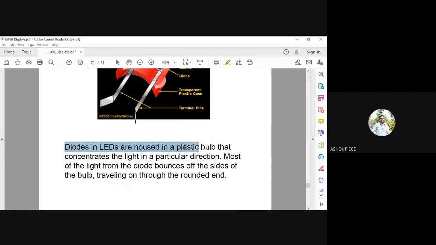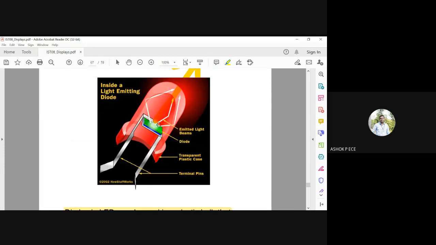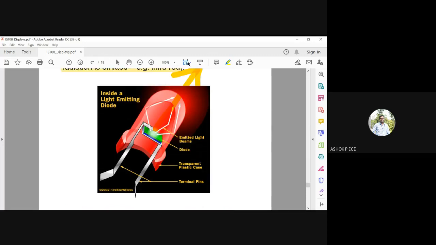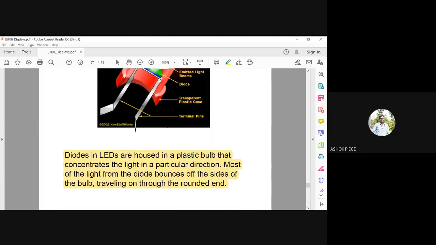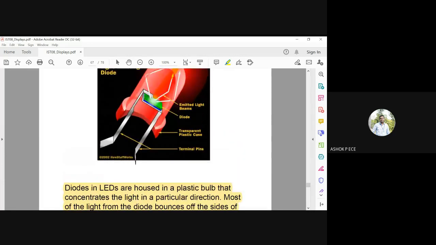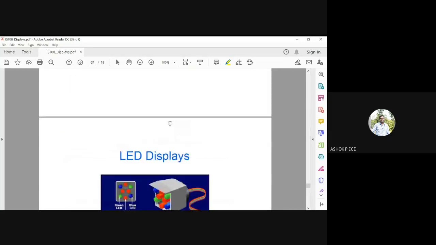So we have a plastic bulb which concentrates the light in a particular direction. Most of the light from the diode bounces off the sides of the bulb, traveling on through the rounded end. So they are confined to the bulb, and they will pass through the circumference of the bulb. Okay, so most of the light is confined. Very little light escapes from the LED.